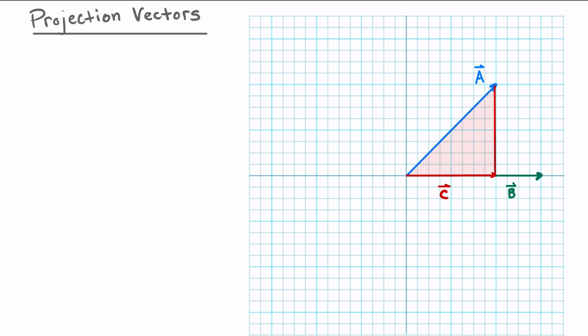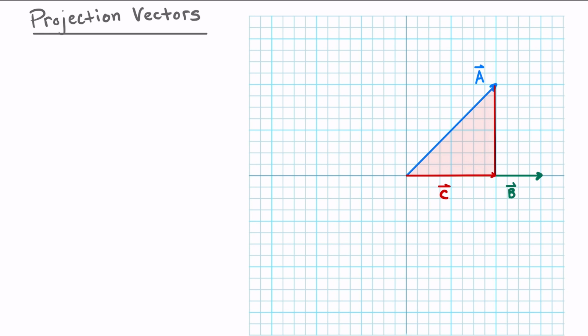Notice that I've arranged vectors A and B such that they share a starting point. I then drew a segment from the terminal point of vector A down onto vector B, forming a 90-degree angle. This is similar to shining a light perpendicularly onto vector B and measuring the shadow cast by vector A. I've labeled this shadow as vector C.